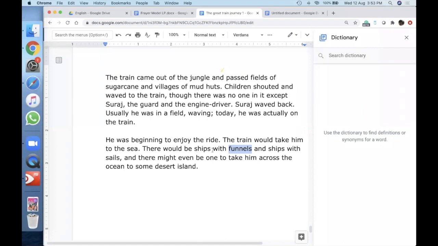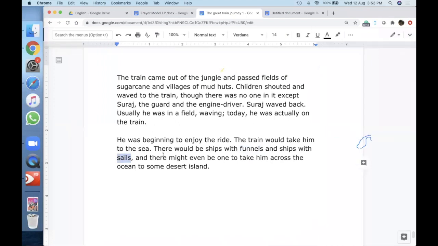Okay, so there would be ships. There would be a lot of ships with funnels and ships with sails. Do you guys know what is the meaning of a sail? What do you think is the meaning of the word sail? Yes, Hasira.